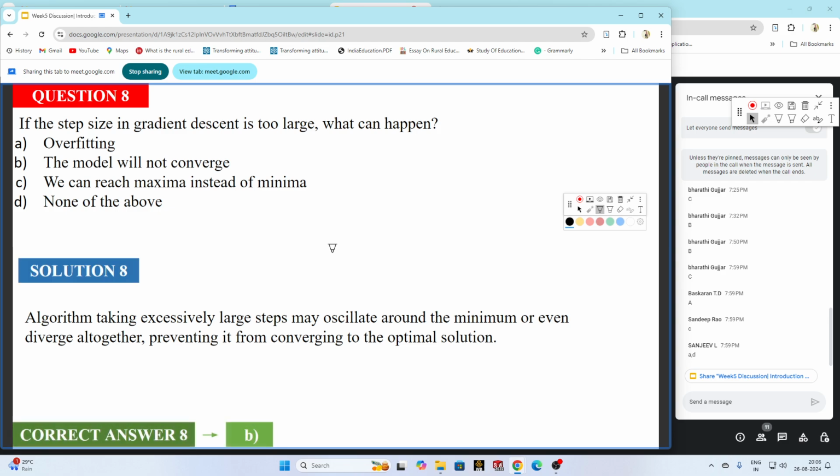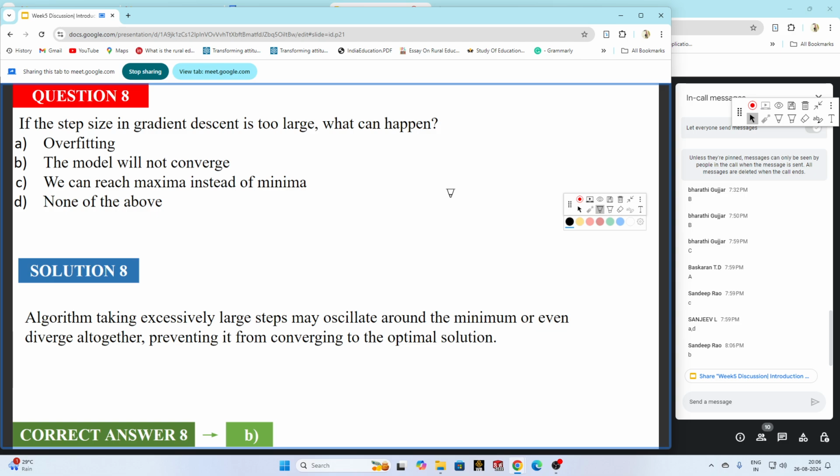So the thing is, the step size is your learning rate. If your learning rate is very large, then in your last step it may oscillate around the minimum or even diverge. Can we reach maxima instead of minima? No, for option C, we cannot tell. We can reach maxima also, but for option C we cannot say. We can only say that the model will not converge, so option B.